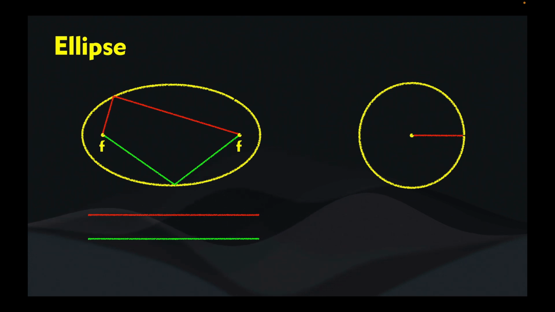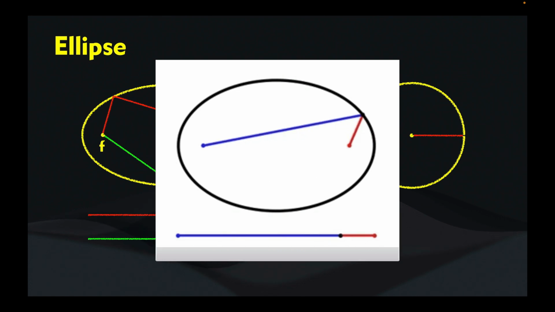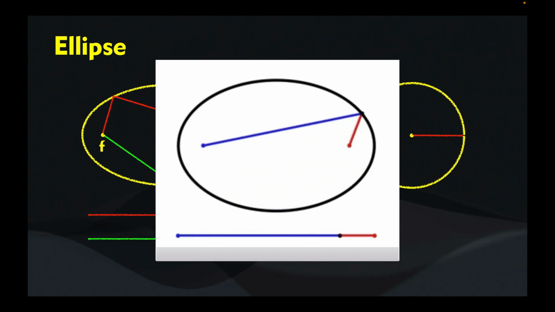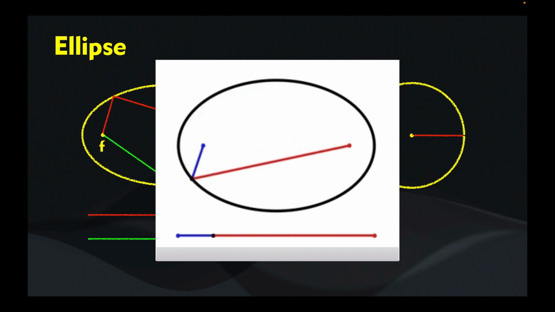This little animation might give you an idea of this in action. So you can see as we get closer to the blue focal point and farther from the red focal point, those lines change, the red and blue lines change, but the total distance stays the same as we go around the ellipse.